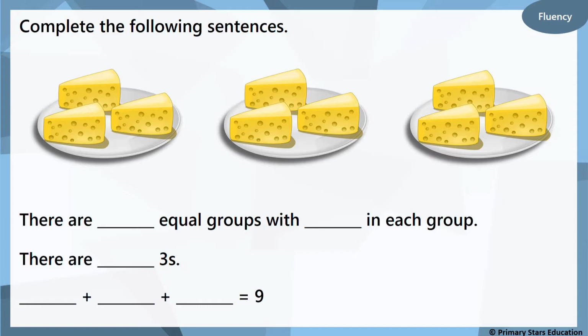Right, hopefully you're unpaused again. So let's go through this together. If you can say it at the same time as me while you're watching this video, then, mad props. Let's give it a go. Ready? There are 3 equal groups with 3 in each group. Let's do the next one. Ready? Are you ready? There are 3 3s. And if we know those 2 and we can see the addition, we could say 3 add 3 add 3, the sum is 9.